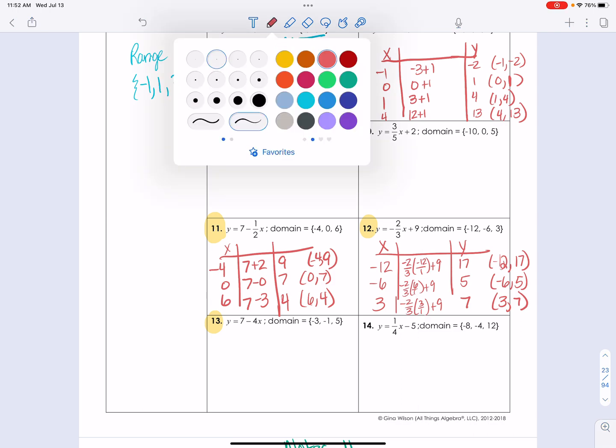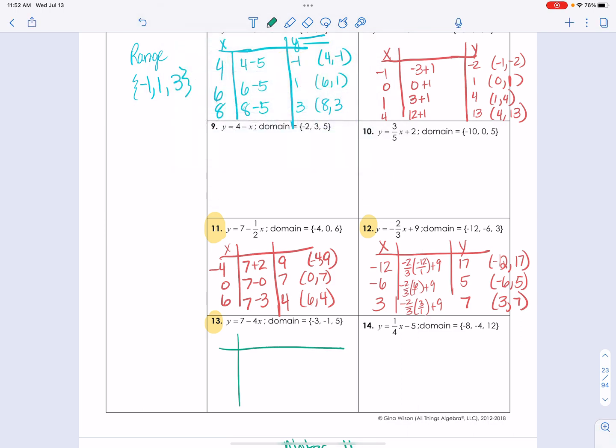All right, last one of these. So they want you to put in a negative 3, negative 1, and 5. So 7, a negative 3 times a negative 4 is a plus 12. So that's 19. So you have a point at a negative 3, 19. Negative 1 times a negative 4 is a positive 4. So you have a point at a negative 1, 11. And 5 times 4 is 20, so that's a negative 13.